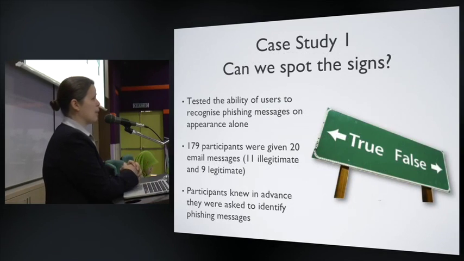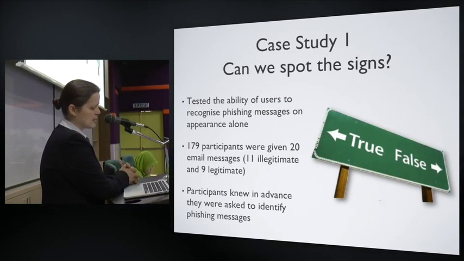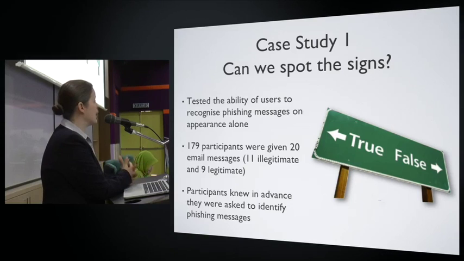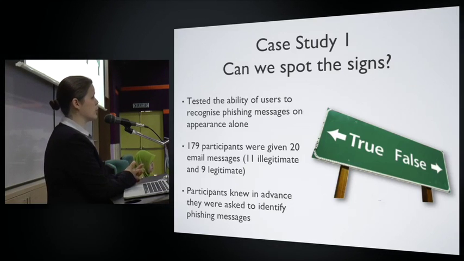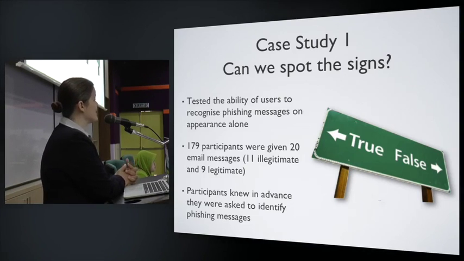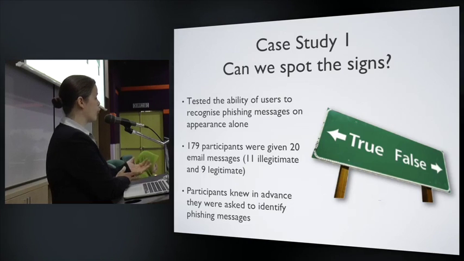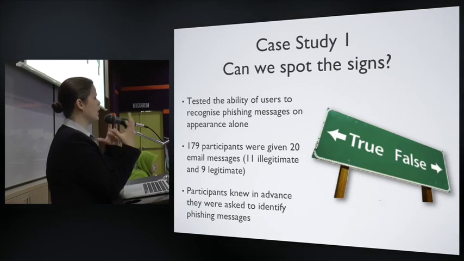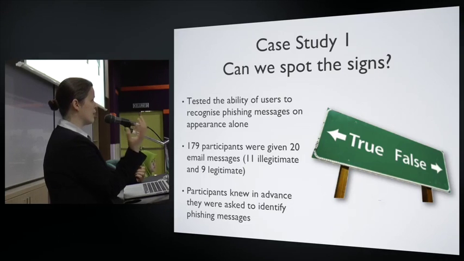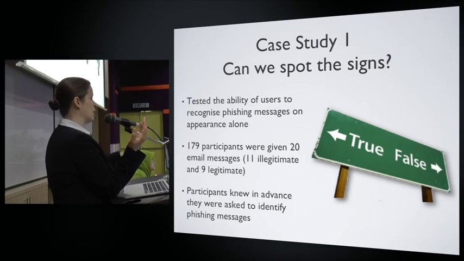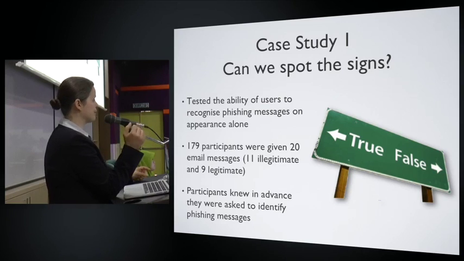Okay, so in the first instance, this research dates back to 2007. The main question that we asked was, can we spot the signs of social engineering? Back then, we gave 179 participants email messages, and we asked them to identify whether they were legitimate or not. The idea is that we wanted to see, if you only looked at an email message, would you be able to tell if that message was genuine or not, just based on appearance alone? So, not considering the timing or anything like that, okay? Just looking at the appearance.